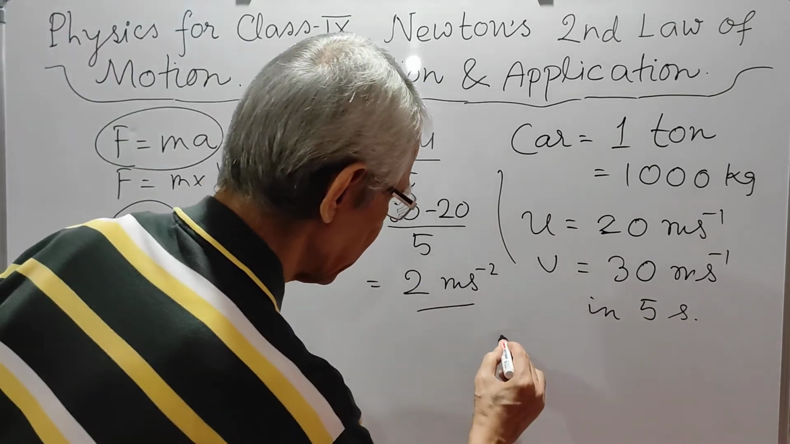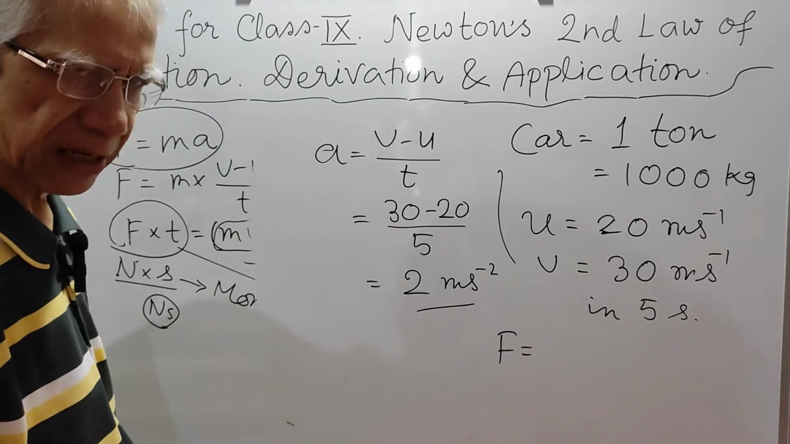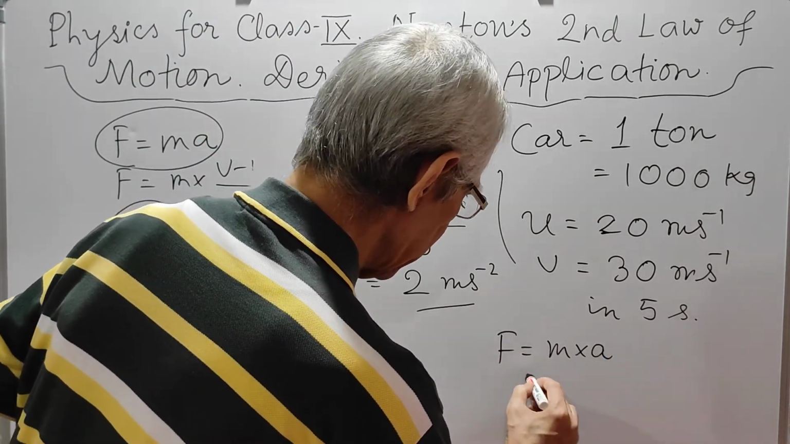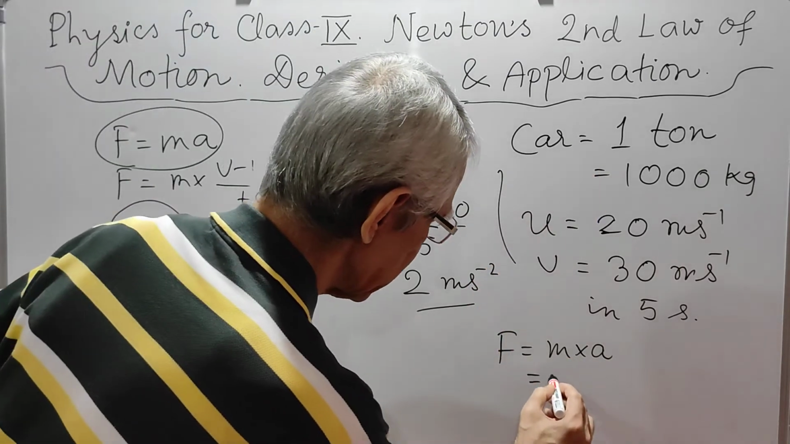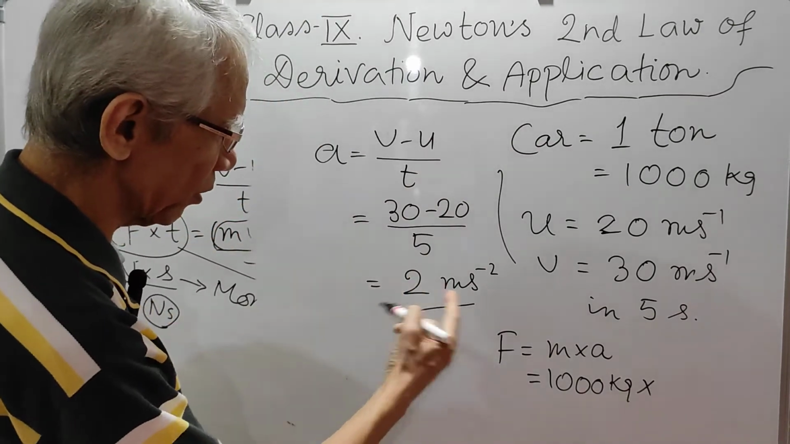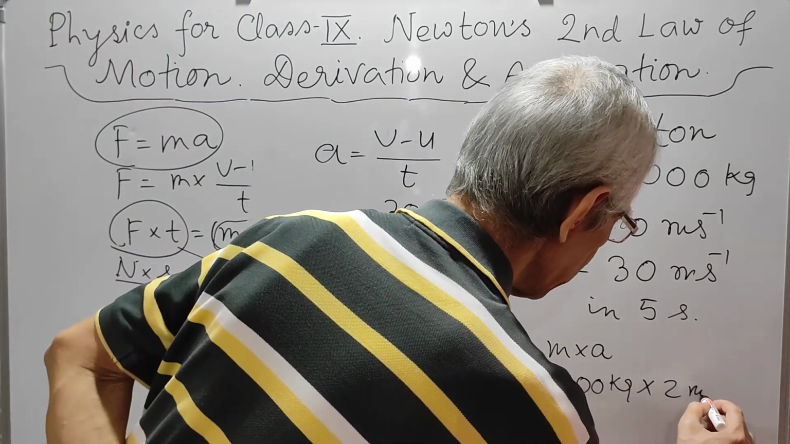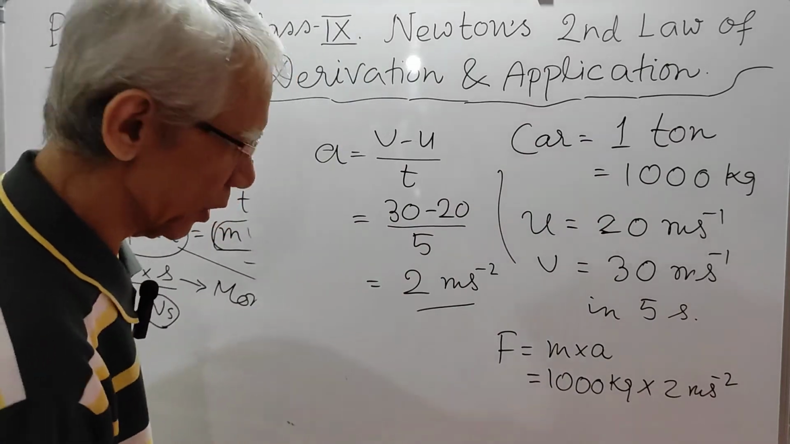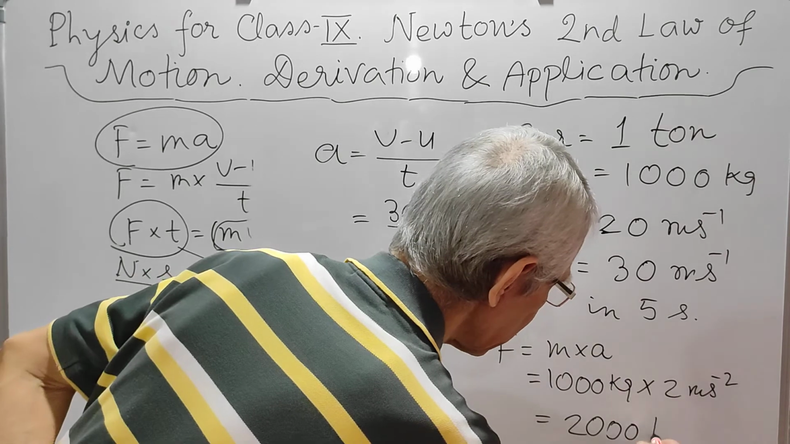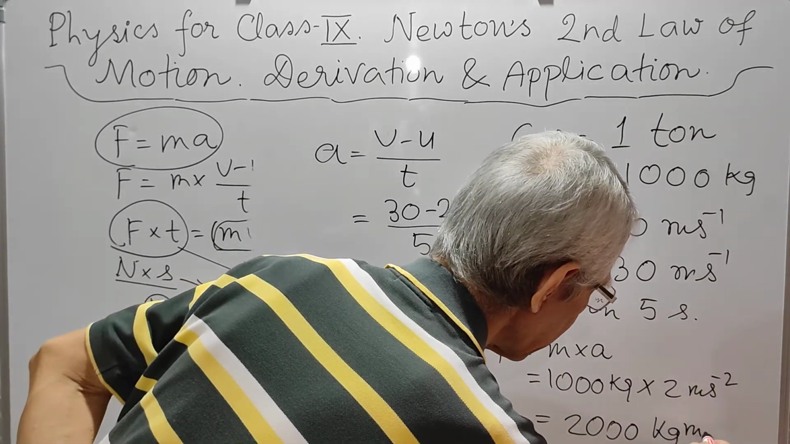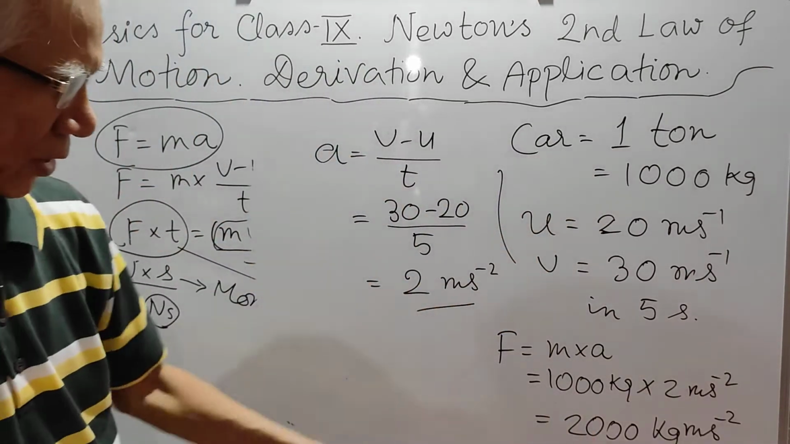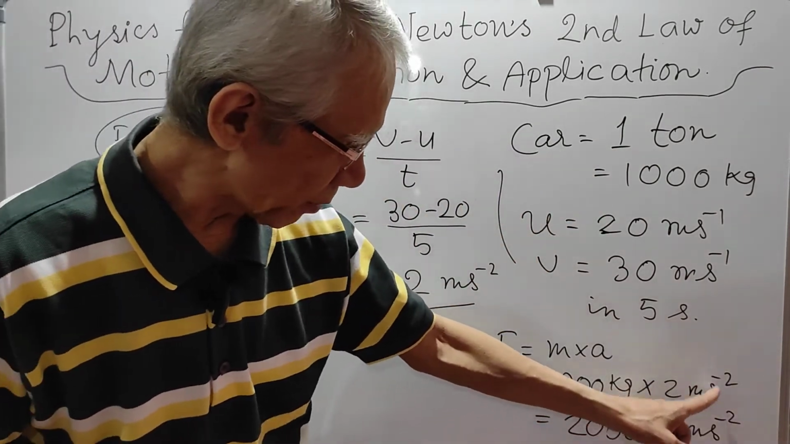Now we can find the force. So force applied on the car by the accelerator is equal to what? F equal to ma, m into a. Now m is 1000 kg, into a. A we have found out, 2 meter per second square. So what do you get? 2000 kg meter per second square. See the unit, it's a long unit.